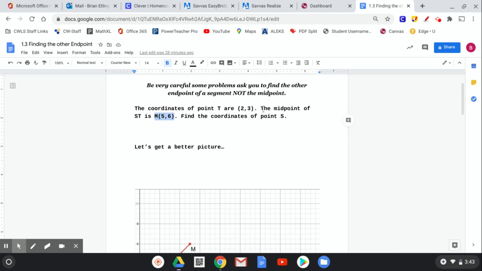It tells us what the midpoint is. So that's a big clue. Okay. It's a big clue. It says the midpoint of ST is M. So what it means, it has this segment. We know what the midpoint is. It's a little bit different. We don't have a formula for this one.